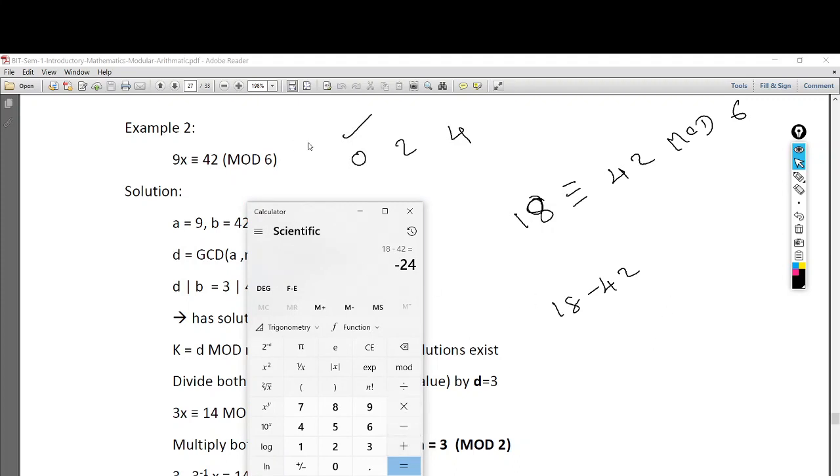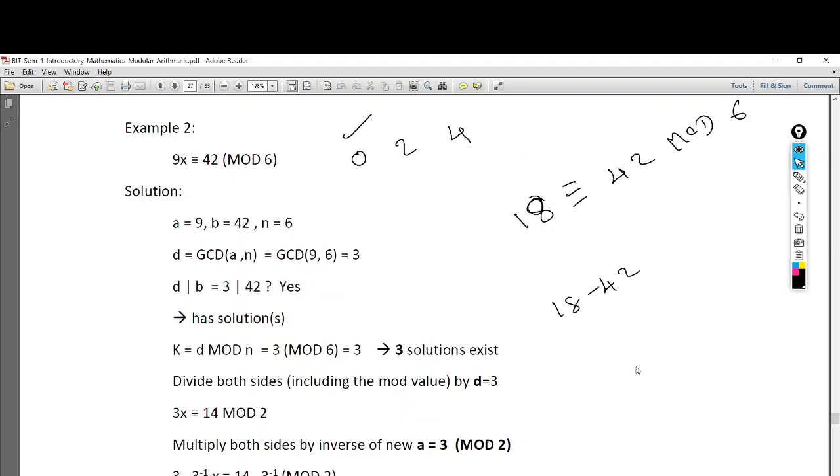9 times 4, 36. 36 congruent to 42 mod 6. So 36 minus 42 is obviously minus 6, which is divisible by 6. Yes, therefore that is also an answer. So those are the 3 answers: 0, 2 and 4.